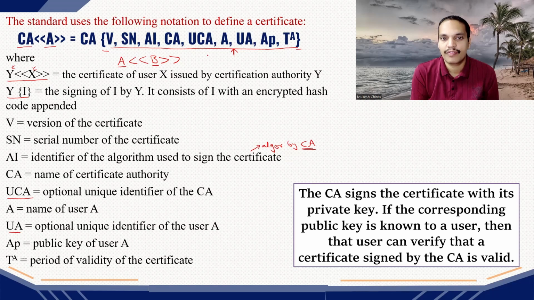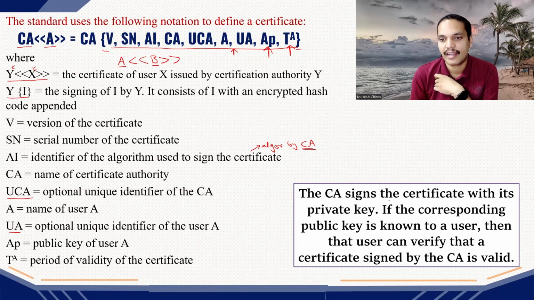A stands for the name of the user. AP is nothing but the public key of the user. And TA is the period of validity of the certificate. So all these fields put together, if I'm going to create a hash and encrypt it using the private key of the certificate authority, then you have these particular notations. To have a better understanding, I'll show you a small example in Chrome where you can verify whether these fields are present in modern day web usage or not.